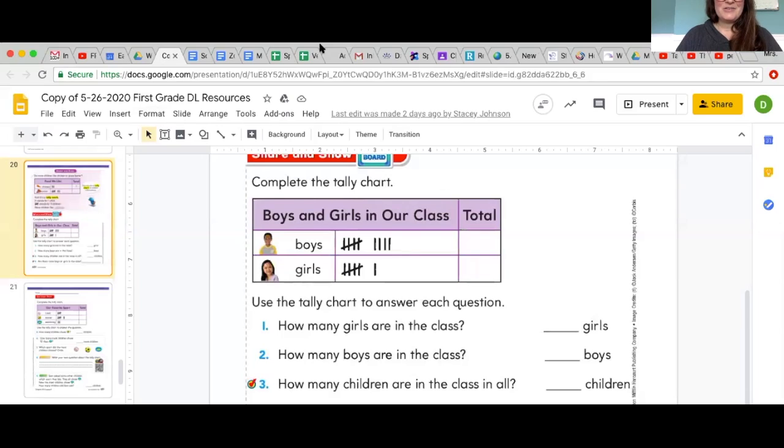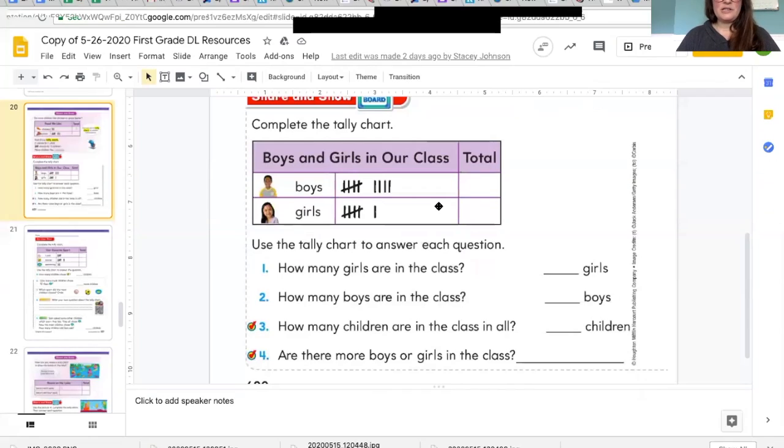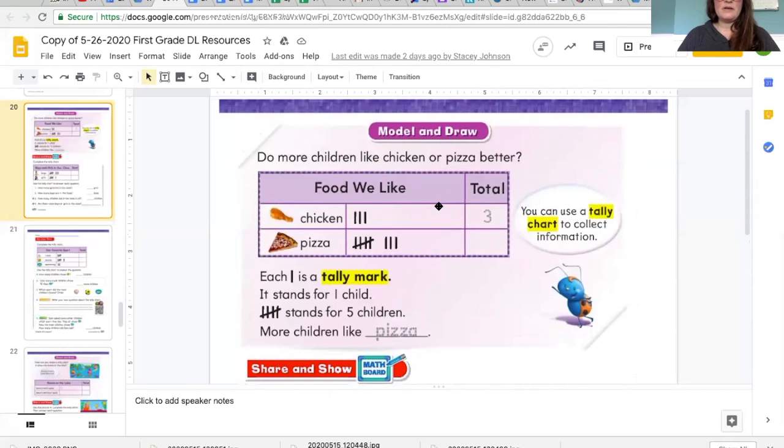Okay, so you're gonna see some tally charts, and you'll notice on my whiteboard that our goal was to not only count the number of tallies in the chart or graph, but we're going to compare them for more than or less than in a story problem. So just like last week, we are going to pay attention to all the parts of a graph, and this is a tally graph or tally chart.